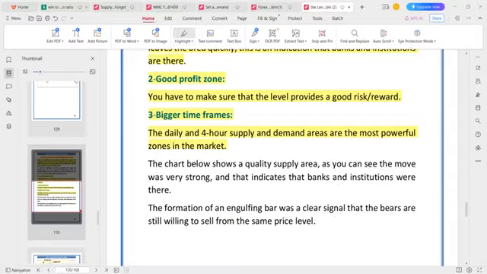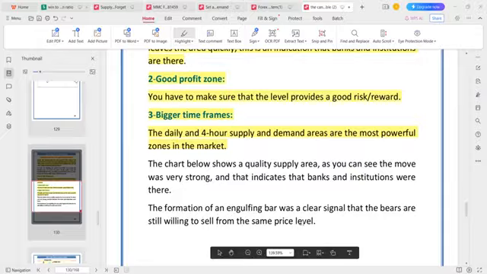So the chart below shows the quality supply area. As you can see, the move was very strong, and that indicates that banks and institutions were there. The formation of an engulfing bar was a clear signal that the bears are still willing to sell from the same price level. All right.